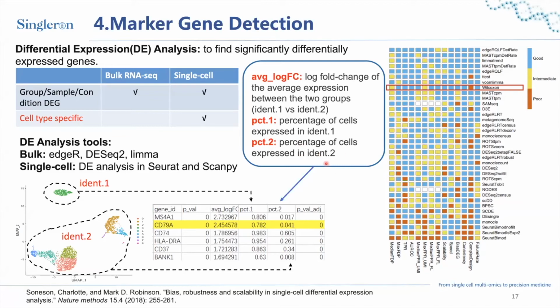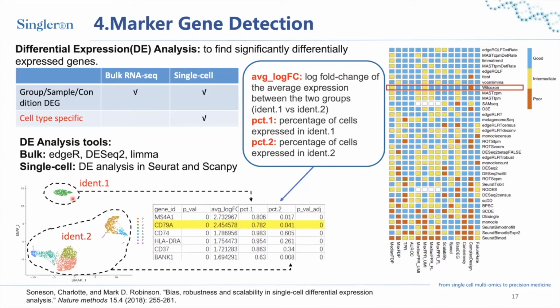So the marker genes are those genes with very high log fold change and high PCT.1, but very low PCT.2, which you can see is only expressed or highly expressed in this target group. Here, for example, cluster 3 detected the genes MS4A1 and CD79A. These two genes are marker genes of B cells, so we can know that this cluster 3 shall be B cells.